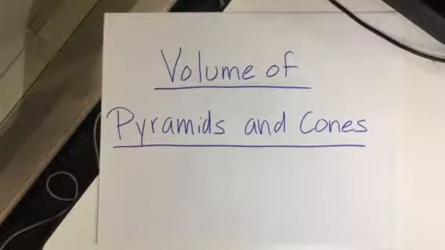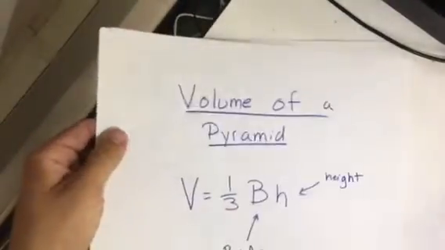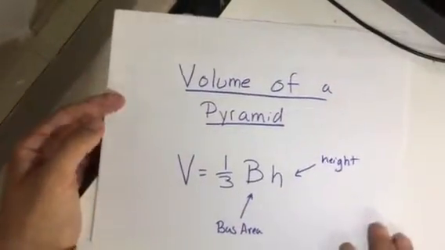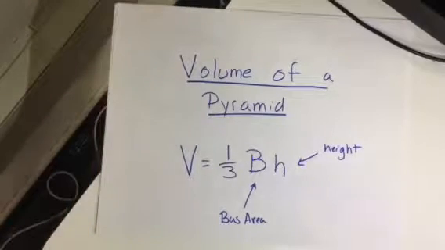Alright, so we talked about volume of prisms and cylinders yesterday. Today we're going to talk about the volume of pyramids and cones. Our equation that we're going to use in general for pyramids is going to be 1/3 our base area times the height of the pyramid.